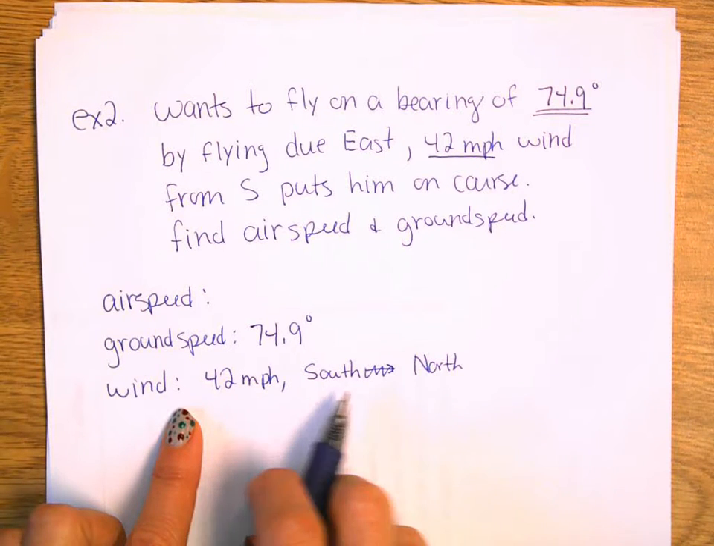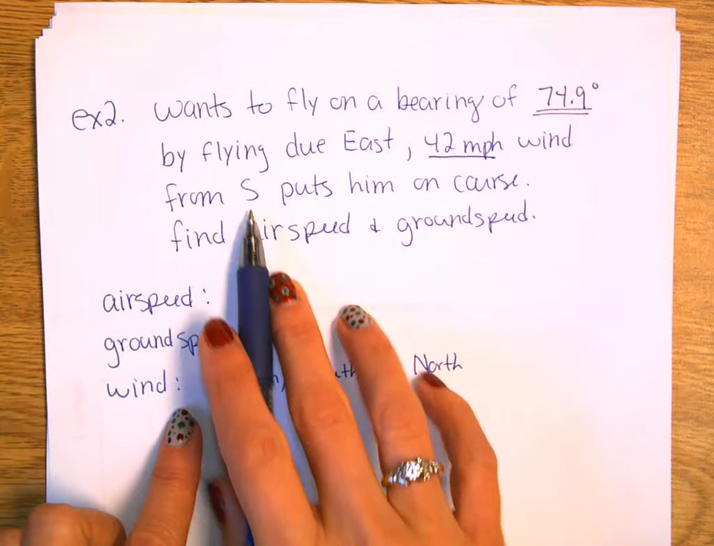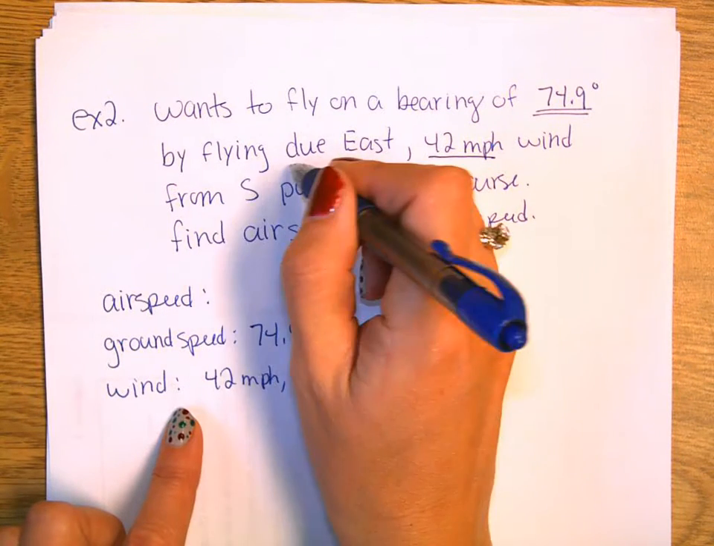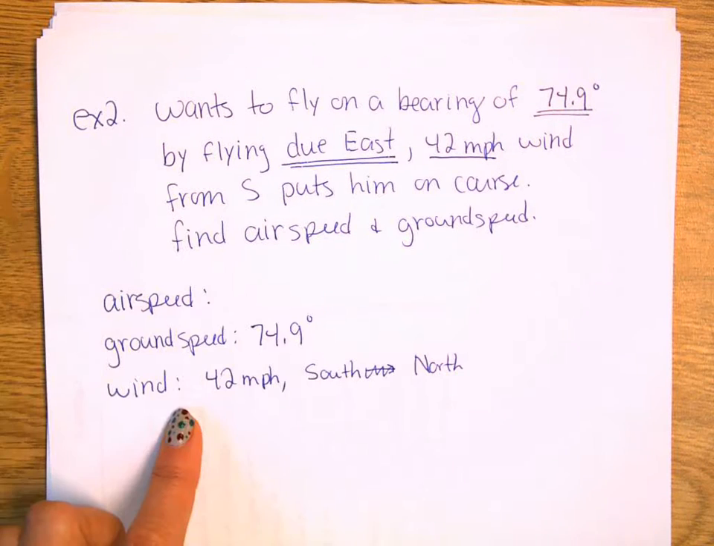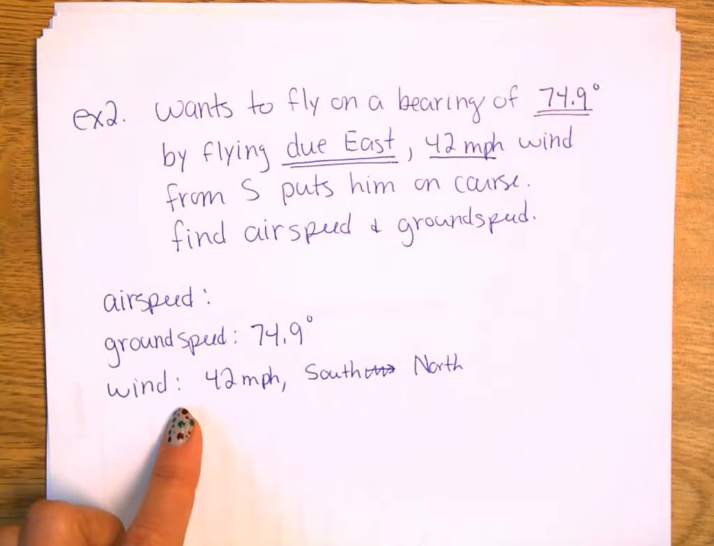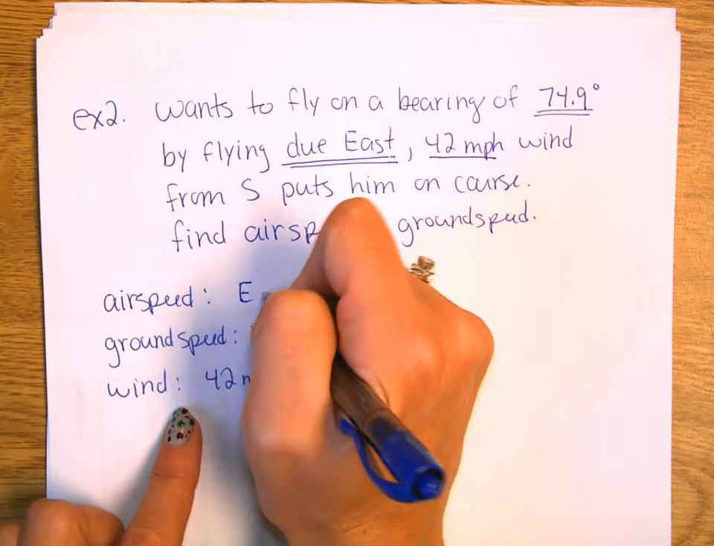Because it's coming from the south, I'm going to draw it to the north. We always have to correct that direction. So they told me it was a south wind, but when I draw it in my picture, I know the south wind means it's pushing me to the north because it's coming from behind me, from the south, pushing me north. Okay, it says by flying due east, he ends up on this 74.9 degree bearing by the wind. So that means his airspeed vector is east.